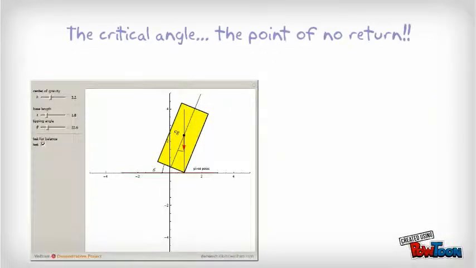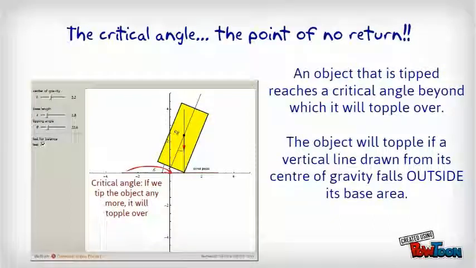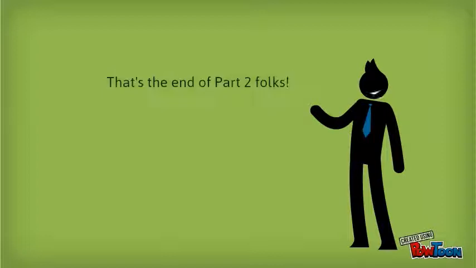Now, an object that is tipped reaches a critical angle, beyond which it will topple over. So if we look at the diagram, we can see that the object will topple over if a vertical line drawn from its centre of gravity falls outside of its base area. And that is the end of part 2.